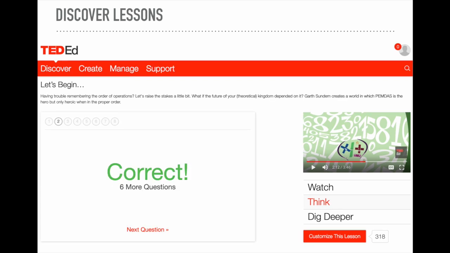It gives immediate feedback and says if it's correct or not, which I think is really important for especially elementary and middle grade students to have immediate feedback and know how they're doing in the lesson to help them monitor themselves and their own understanding.